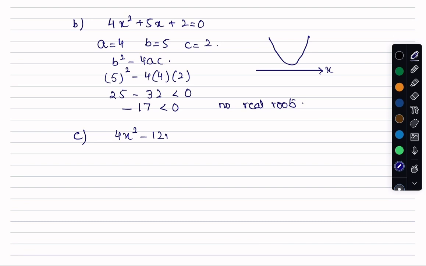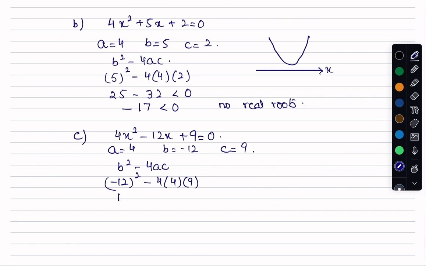Let's do the third case, which is 4x squared minus 12x plus 9, which is equal to 0. The a value is 4, the b value is negative 12, and the c value is 9. Substituting the values in the discriminant, it should be negative 12 the whole square minus 4 times 4 times 9, or 144 minus 144, which comes out to be equal to 0. And this means that there is an equal or repeated root, or one repeated root, for this equation.